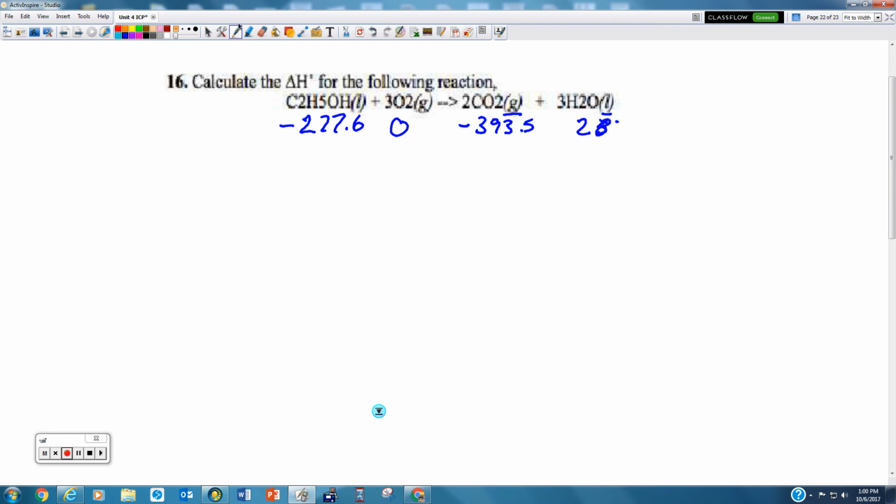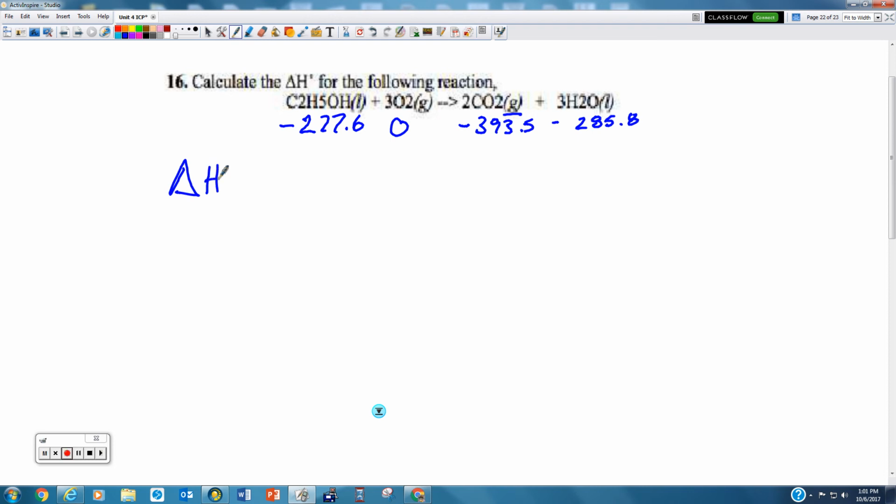285. I've been doing that all day long, and I write it wrong every time. Negative 285.8. So this time they didn't give us the chart, but we still can get that information from the table. So let's go ahead and apply it.